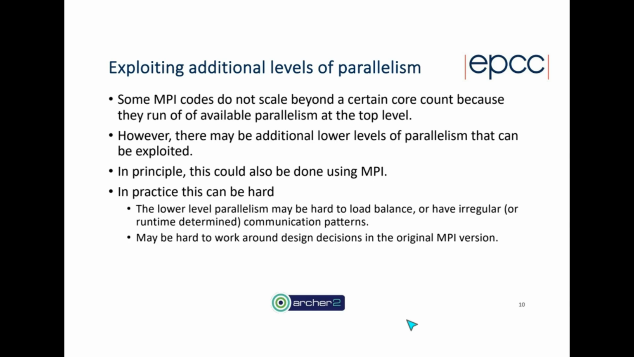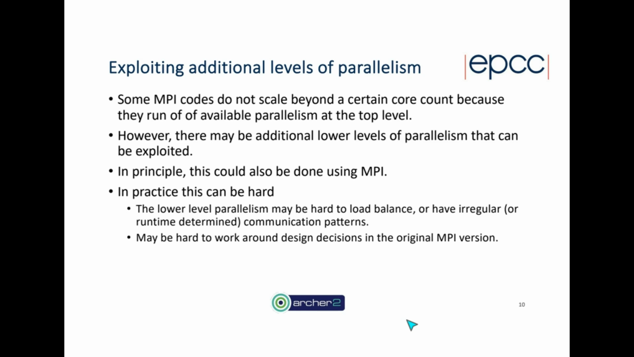So let's move on now and look at potential reasons why you might gain performance. The first of these is the ability to exploit additional levels of parallelism. Some MPI codes, for problems which are of scientific interest, don't scale beyond a certain core count because they run out of available parallelism at the top level, the level which the MPI implementation is exploiting. But there might well be some additional lower levels of parallelism that could potentially be exploited. In principle, you could also do that with MPI. There's no in principle reason why not.